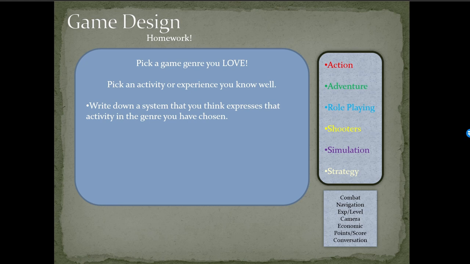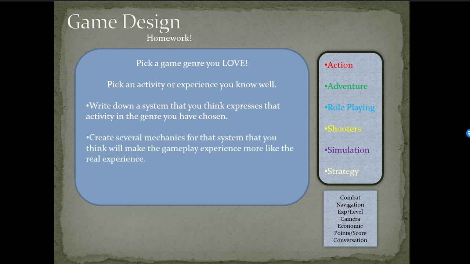And so now you have to write down a system that you think expresses that activity in the genre you have chosen. So pick one of the systems that we've detailed here: combat, navigation, experience and leveling, camera, economy, points and scoring, or conversation. Up to you which one you want to do. And then, now that you have the system, create several mechanics for that system that you think will make the gameplay experience more like the real experience. So you're trying to imitate the real world by creating mechanics in a system for an activity that you love in a genre that you love.